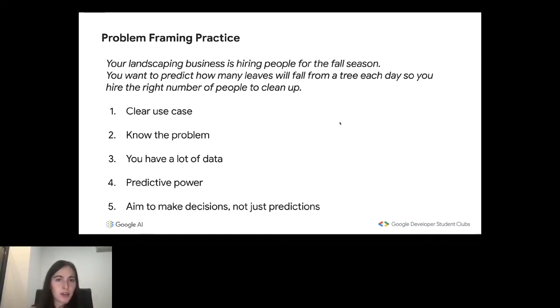So for example, I'll read you this problem. You have a landscaping business that wants to hire people for the fall season. What you want to do is try to understand how many people you want to hire. What is it going to be based on? You want to predict how many leaves will fall from each tree, and based on the number of leaves, you're going to be able to predict how many people to hire. So that is how we're going to be framing this.